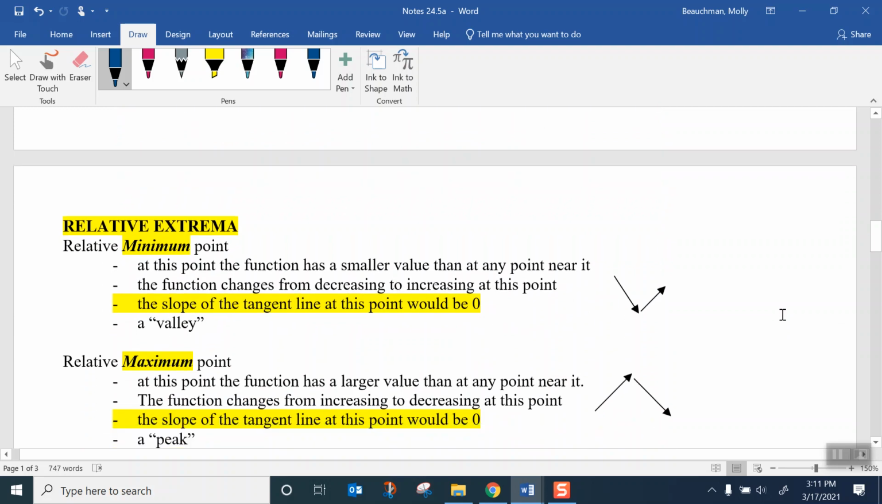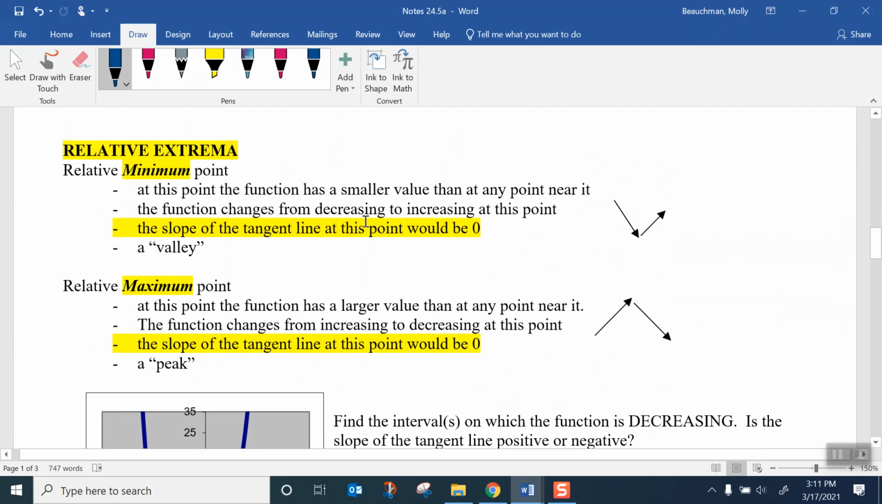A relative minimum point is where a function goes from decreasing to increasing. The point at which it changes is called the relative minimum. The relative minimum is the y value. If we draw a tangent line at the minimum, the slope of the tangent line is 0.